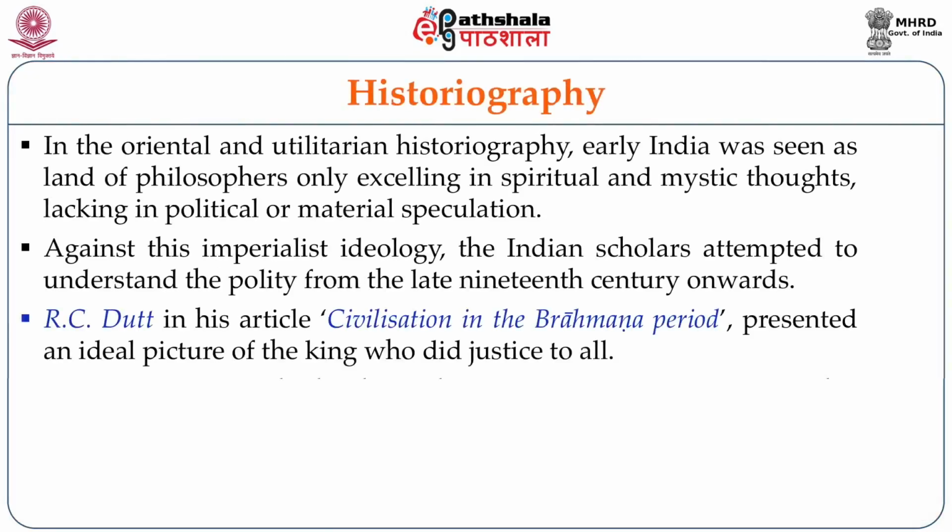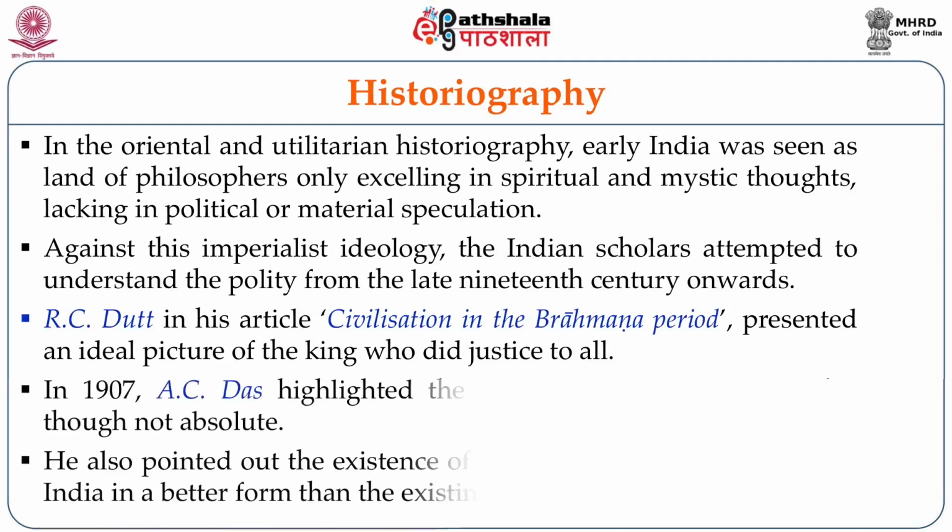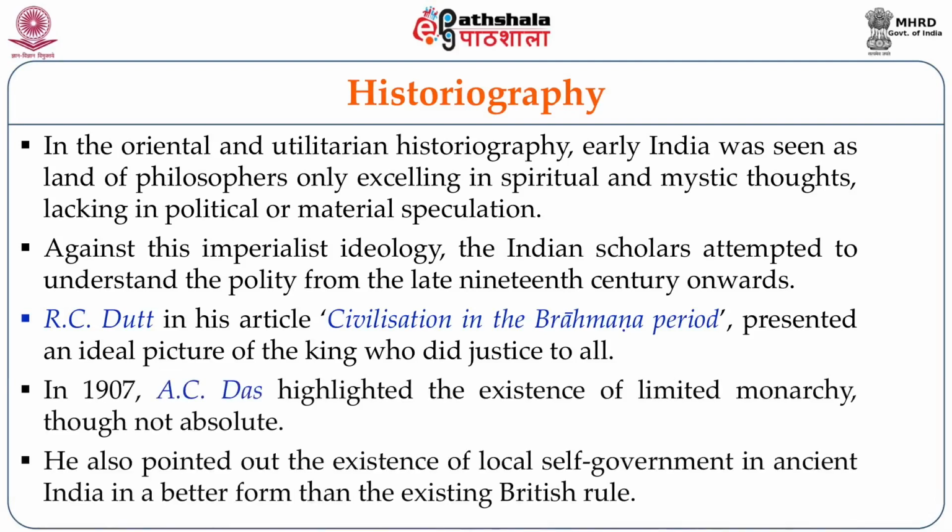R.C. Dutt, in his article Civilization in the Brahmana period, presented an ideal picture of the king who did justice to all. In 1907, A.C. Das highlighted the existence of limited monarchy, though not absolute. He also pointed out cases of local self-government in ancient India in a better form than British rule. When he is talking of local self-government, it is actually the Chola local self-government which he has in mind.